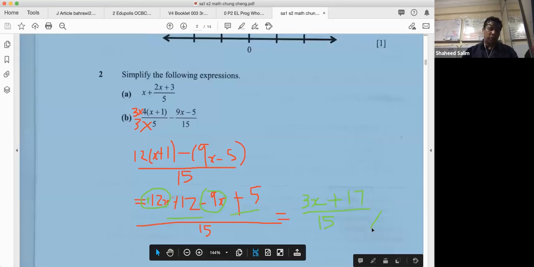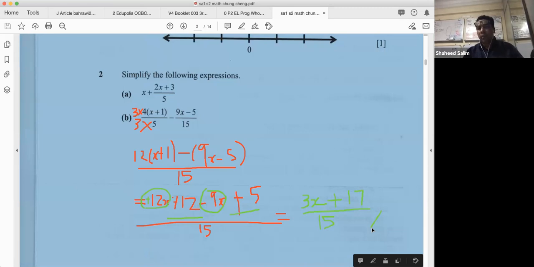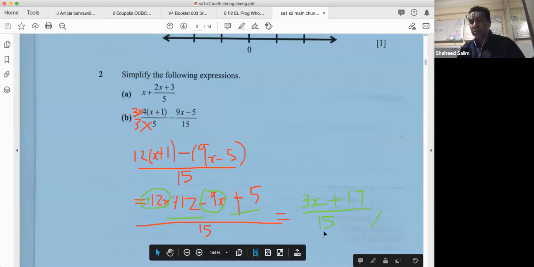You must try your best to be able to do such questions because this is still not yet problem sums. Okay, any questions? Ryan, okay? Shafi, okay? Shafi is frozen. Okay, never mind.